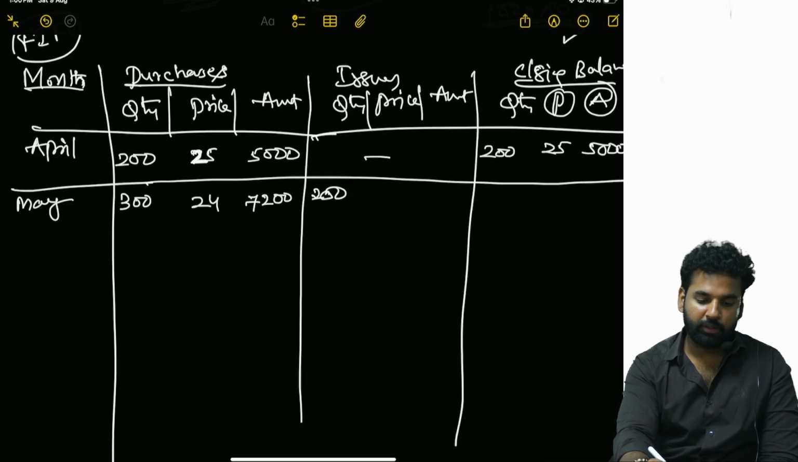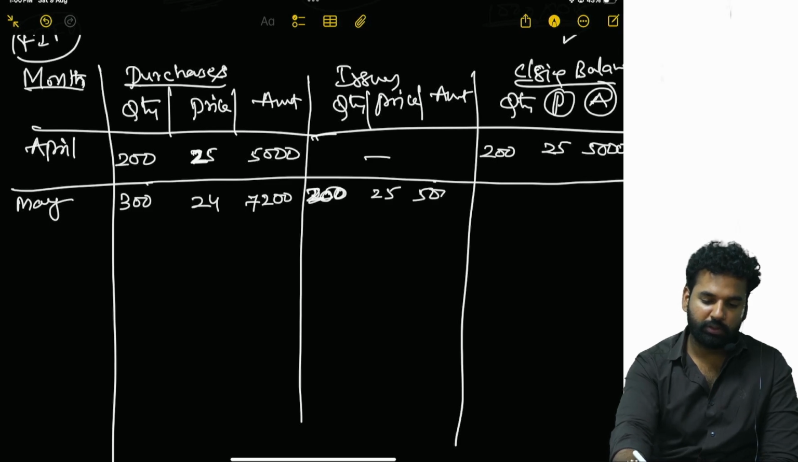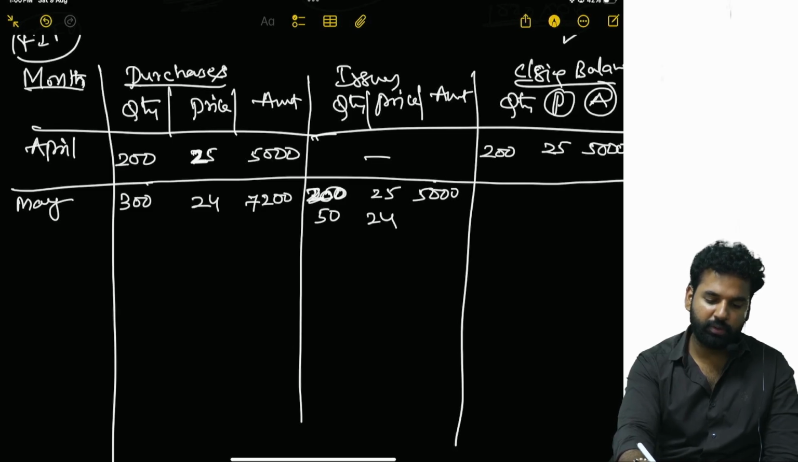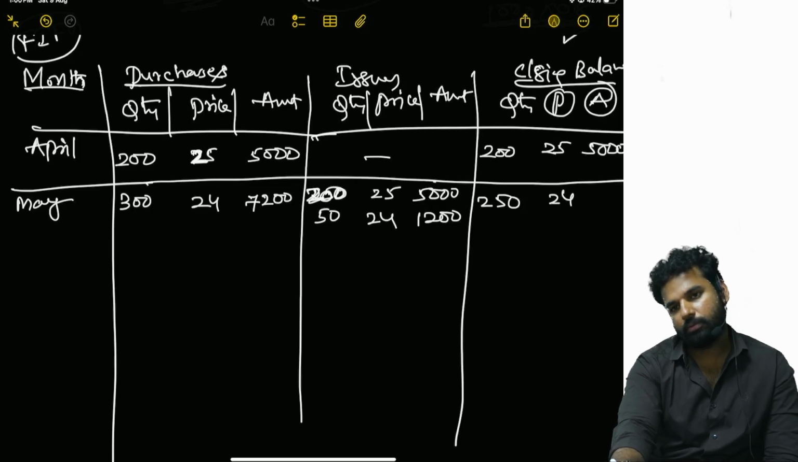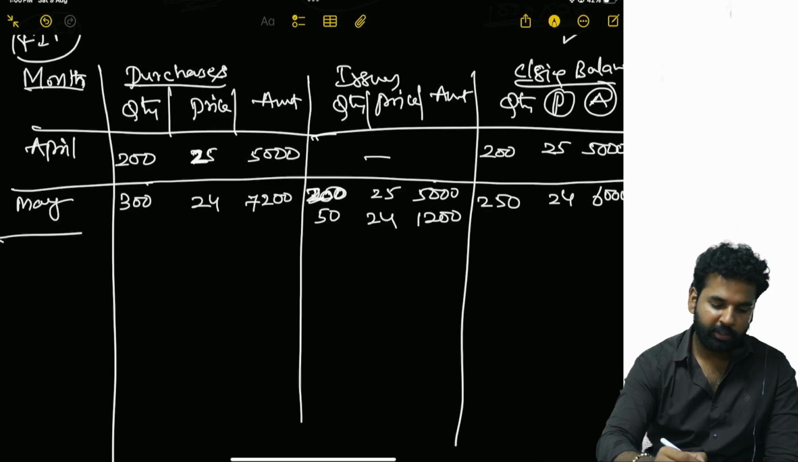Correct? 200 into how much? 25. How much? 5,000. Plus out of 300 how many issued? 50 issued. 50 into 24, how much? 1,200. Okay. So remaining 250 units at 24, how much? 6,000. Done. May is done.